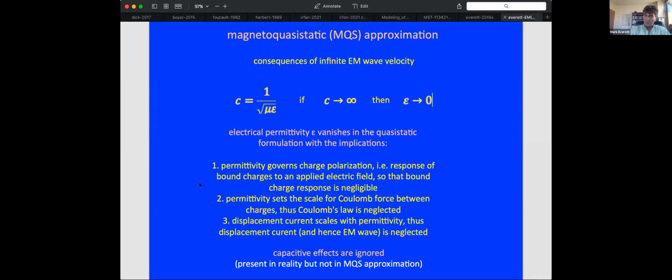We know also that permittivity, epsilon naught, sets the scale for the Coulomb force between charges. Thus, in the MQS approximation, we neglect Coulomb's law, or the electrostatic interaction between charges, when we're working in this regime. And finally, displacement current also scales with permittivity, linearly in fact, and thus displacement current and concomitantly the EM wave is neglected. All of these effects can be summarized by saying that we ignore capacitive effects. Now they're present in reality, there's no mistake about it. They occur and they're useful and geophysical methods are based on them. They're just simply not in the MQS approximation.